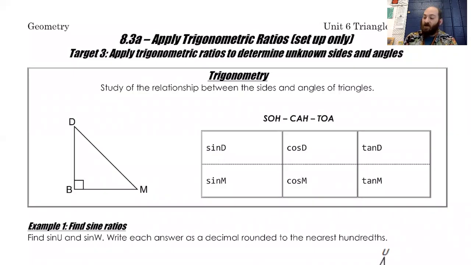Today we're going to be starting up 8.3. This is going to go over 3 days, and we're going to be looking at what's called trigonometry. Today we're going to be setting up what's called trigonometric ratios. That's our goal for today, just setting things up.